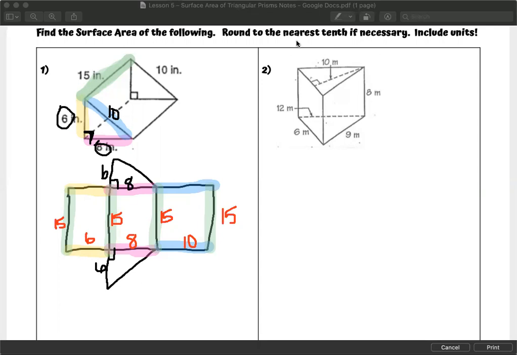Now we can find the area of each, right? So I'm going to calculate. We've got, for rectangle number 1 right here, 6 times 15 is 90. I'm just going to write it right in the middle. Right here, 8 times 15 is 120. The third rectangle, 15 times 10 is 150.